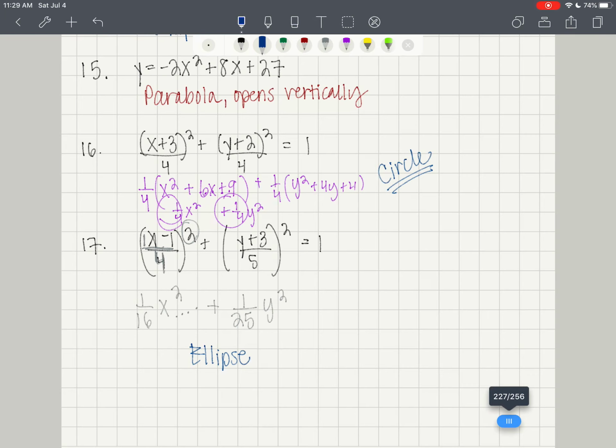Okay, in the next video we're going to start getting into graphing these conic sections, and we're going to start off with parabolas in our first demonstration of graphing.